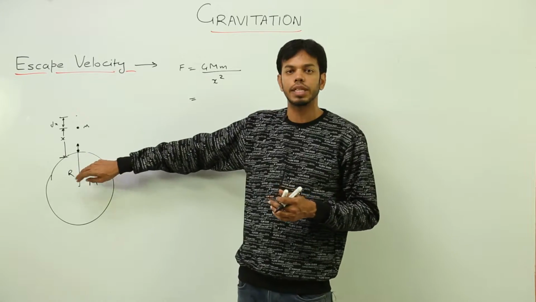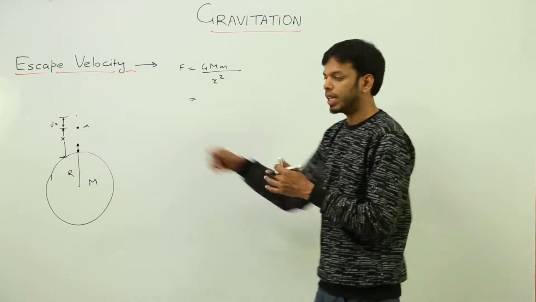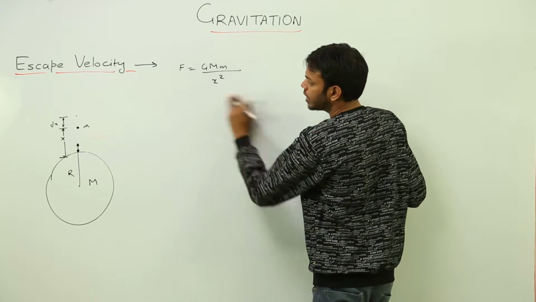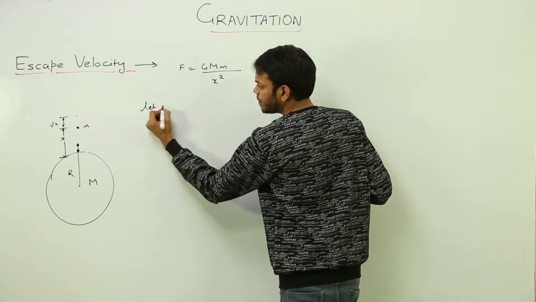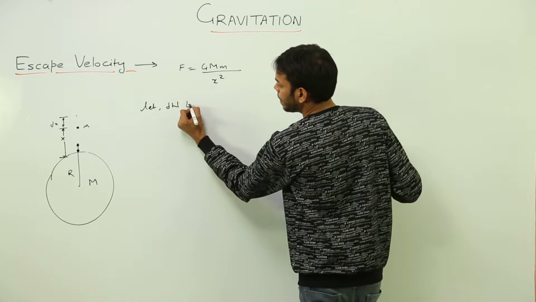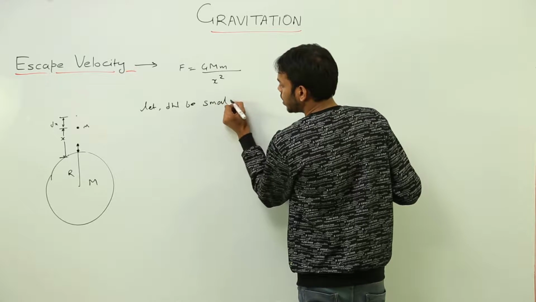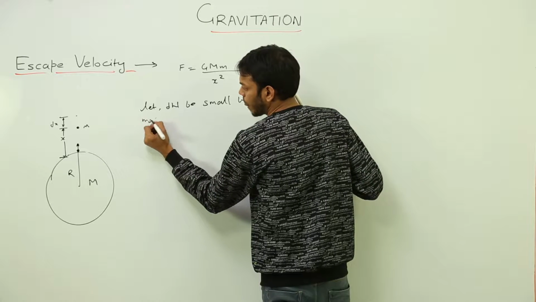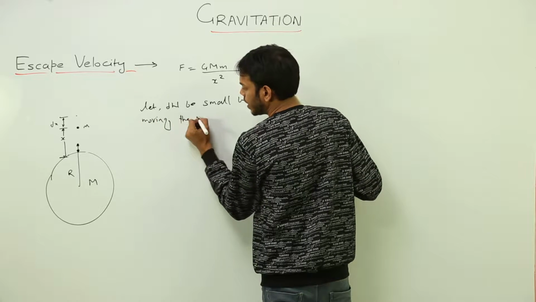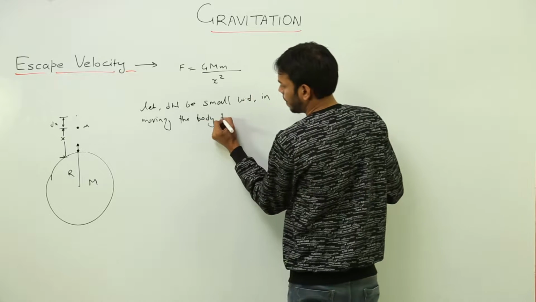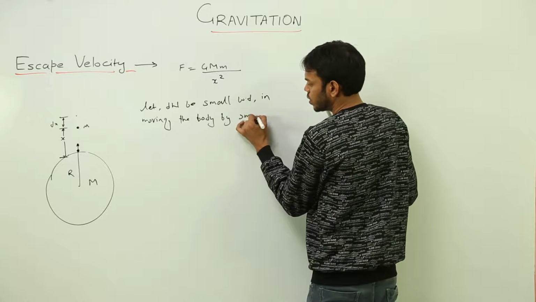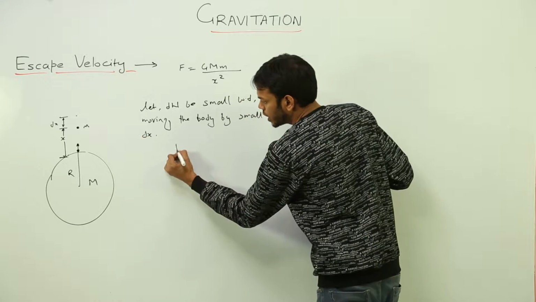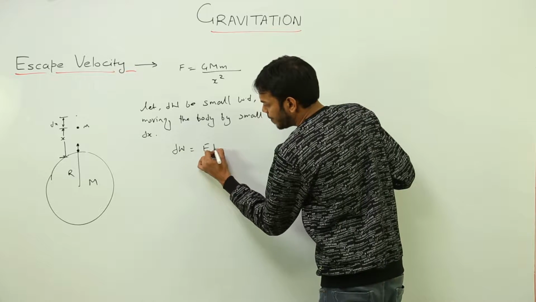So this distance is negligible. That is why we are going to do it in this way only. Now, this is the force acting on the body. We have to figure out, let dW be small work done in moving the body by small distance dx. So in that case, small work done would be F dx.